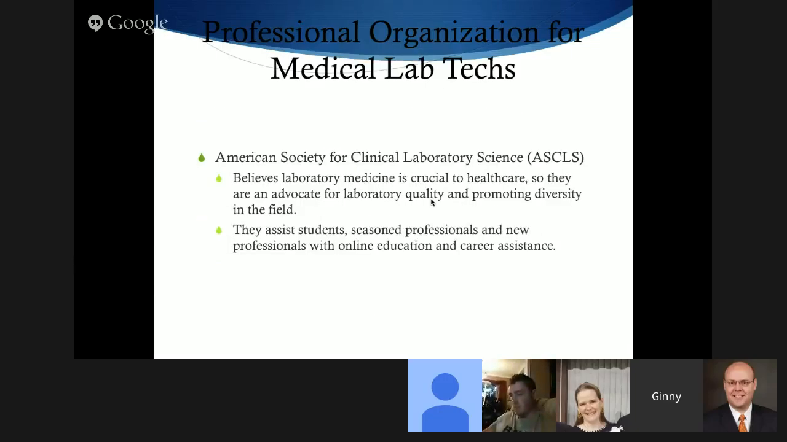These are professional organizations geared specifically towards medical lab techs. The American Society for Clinical Laboratory Science believes that laboratory medicine is crucial to healthcare, so they are an advocate for laboratory quality and promoting diversity in the field. They also assist students, seasoned professionals, and new professionals with online education and career assistance.